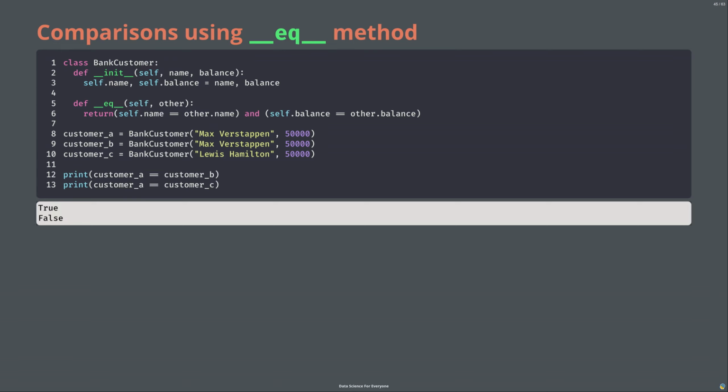In this example, we have a customer class with name and balance attributes. We define our own __eq__ method to compare those attributes instead of using the default behavior, which just checks if the 2 objects live in the same spot in memory. Now if we create customer objects with the same data and compare them using equals to, Python runs our custom __eq__ method. Since the attribute values match, the result is true. But if we compare 2 objects with different names, for example, the method returns false, just as we would expect.